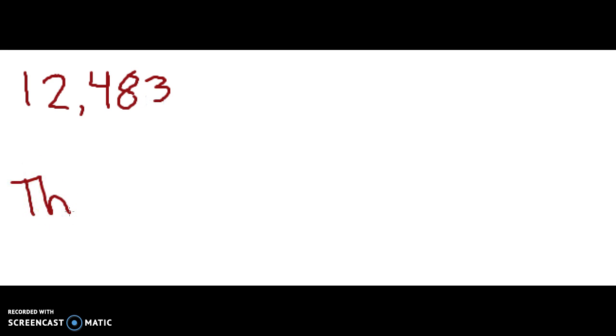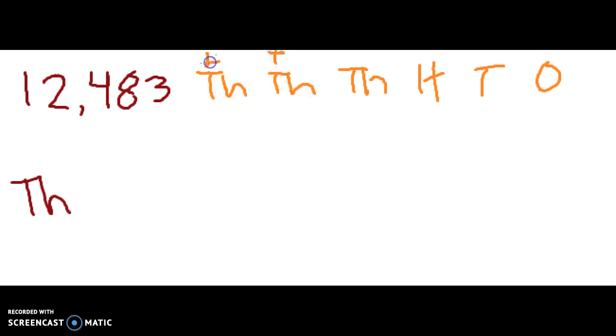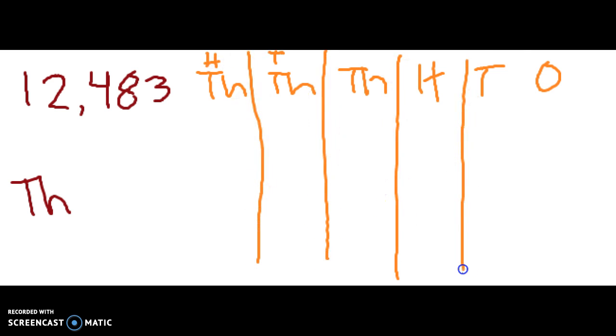To do this, first I'm going to make a quick place value chart. So my place value chart I know starts with the ones, tens, hundreds, thousands, 10,000s, 100,000s. I could keep going to the millions period, but I am out of space. Draw some quick lines. I'm ready to put my number in my place value chart.